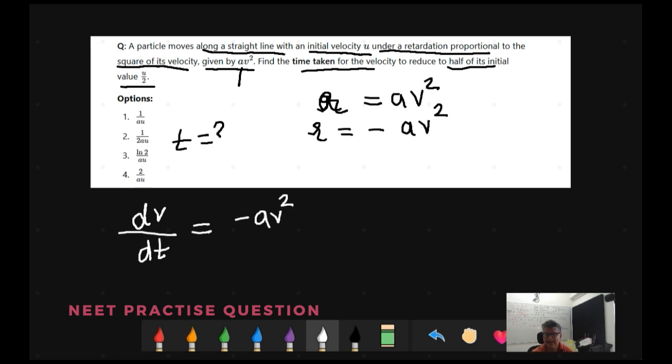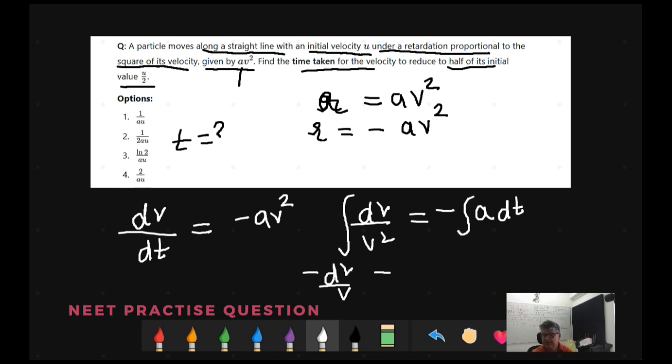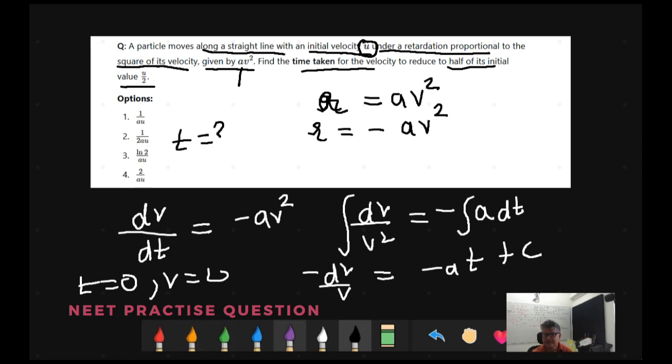Then I can write dv by v squared is equal to minus a dt, integrating both sides. Let's integrate. This gives minus 1 by v is equal to minus at plus c. Now the initial velocity, at t is equal to 0, is how much? u. It is given in the first line of the question.